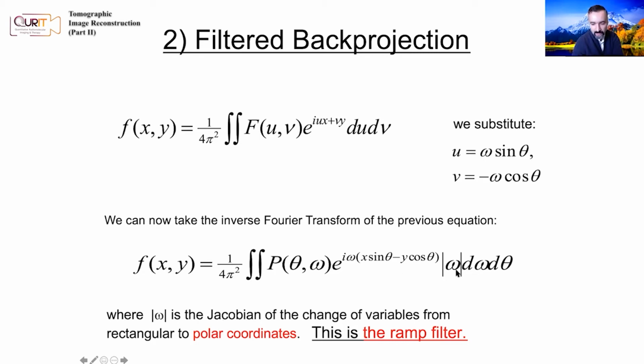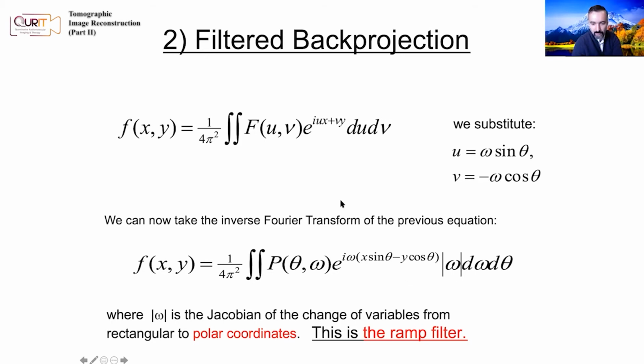Well, you would remember that this transformation from calculus into polar coordinates has this extra term, which is the Jacobian in the change of variables. And by the way, this is the ramp filter. So this Jacobian and this term that shows up here essentially, just hang in there, essentially becomes a ramp filter.